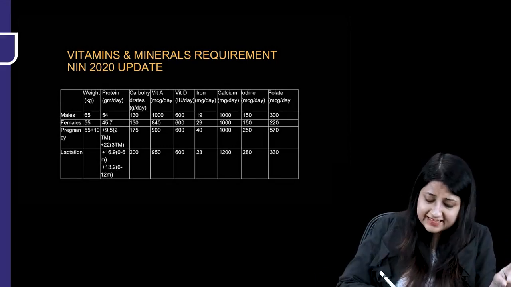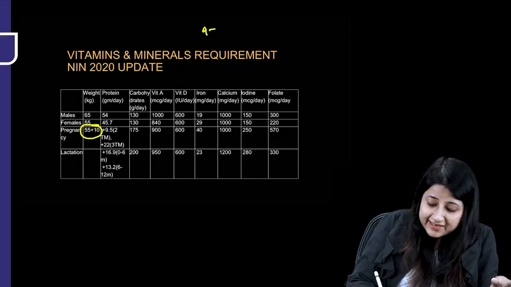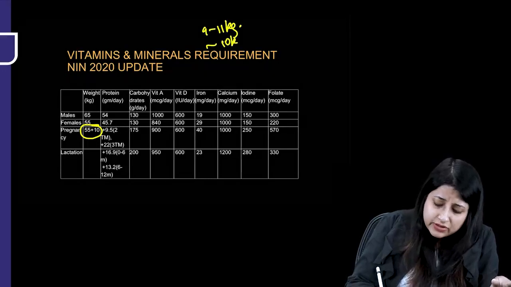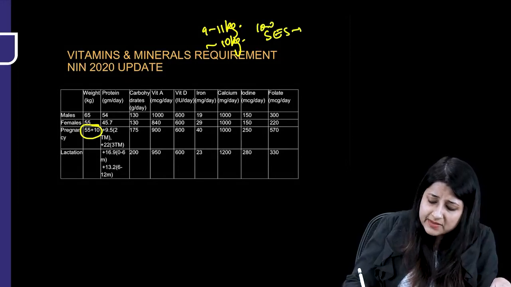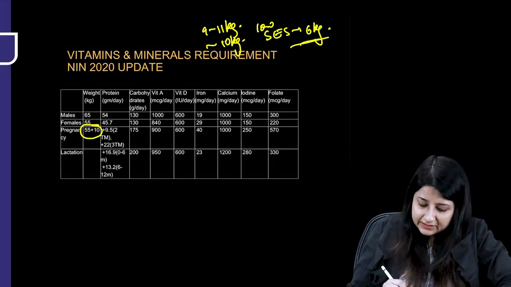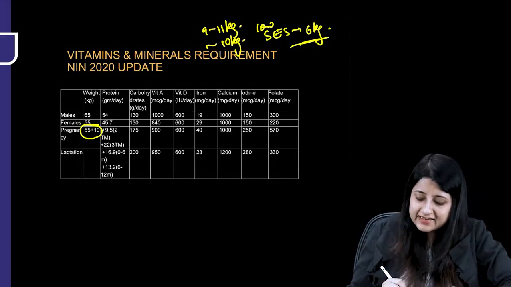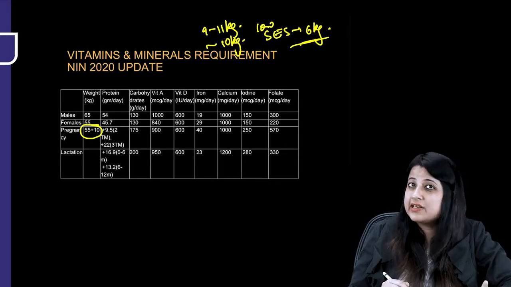You all know weight 65, 55. In pregnancy, how much is the weight gain? Roughly 9 to 11 kgs, so 10 kgs. But if a woman belongs to low socioeconomic status, it is roughly around 6 kg. Then these are the proteins. More important than that is if you look at which requirements are increased during lactation.